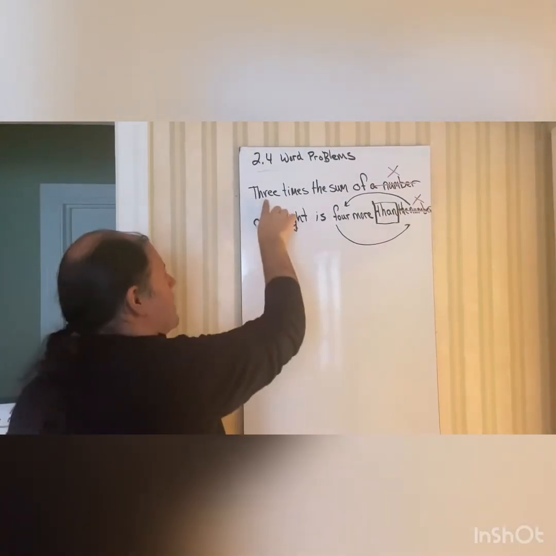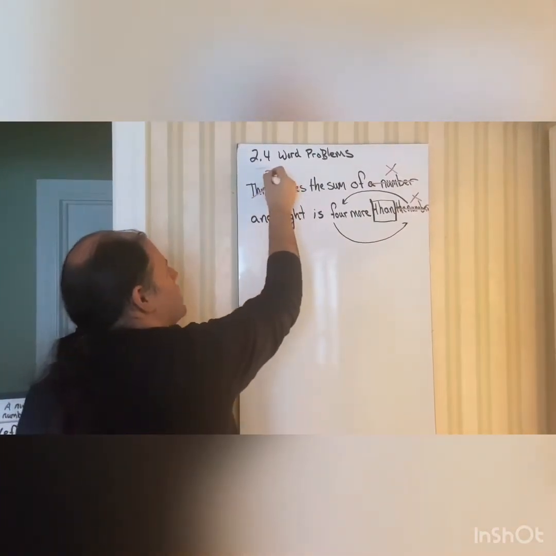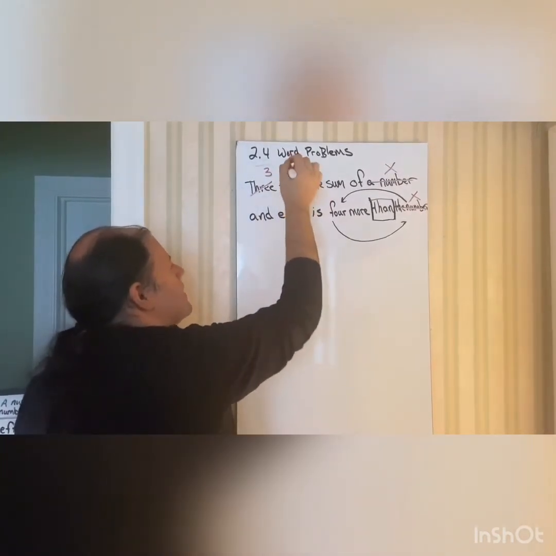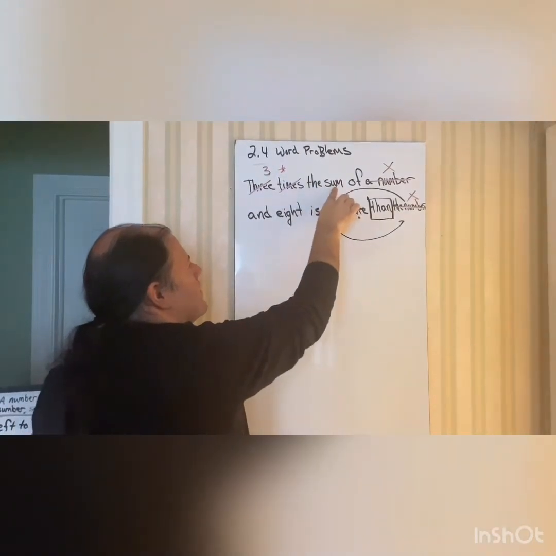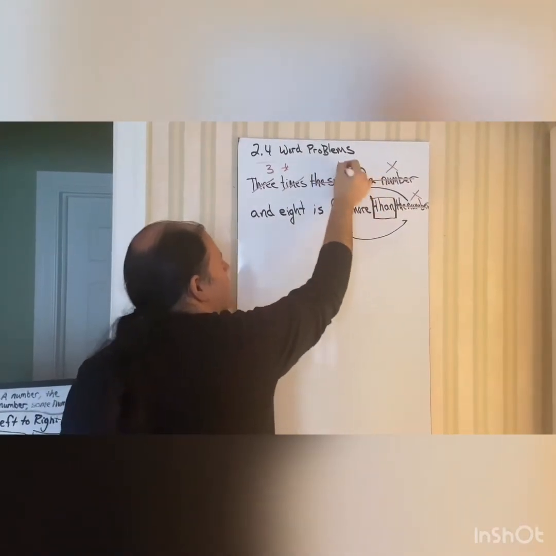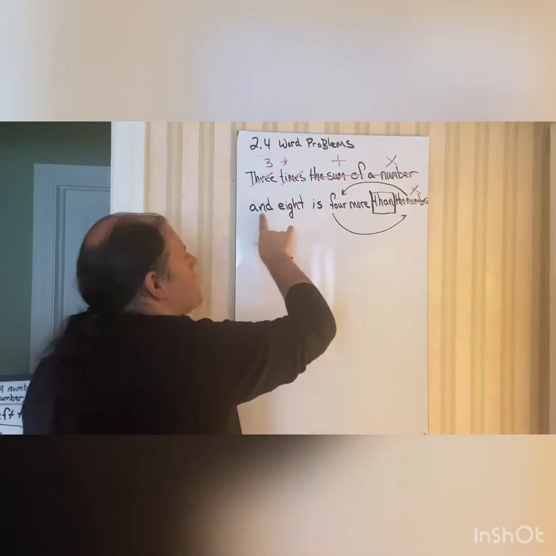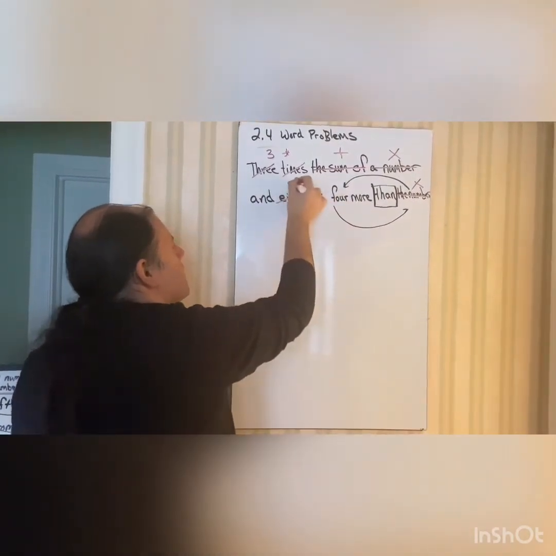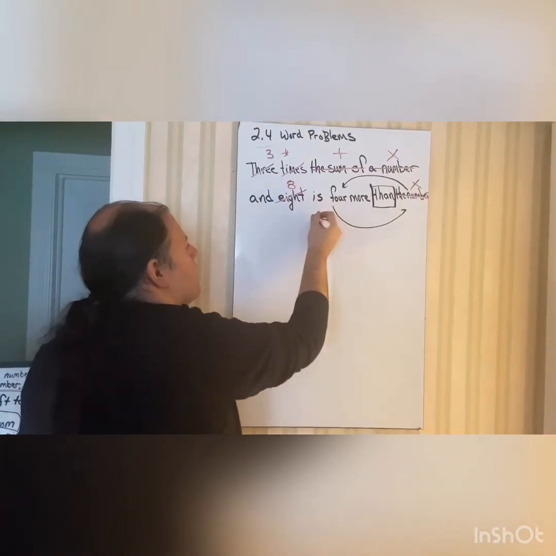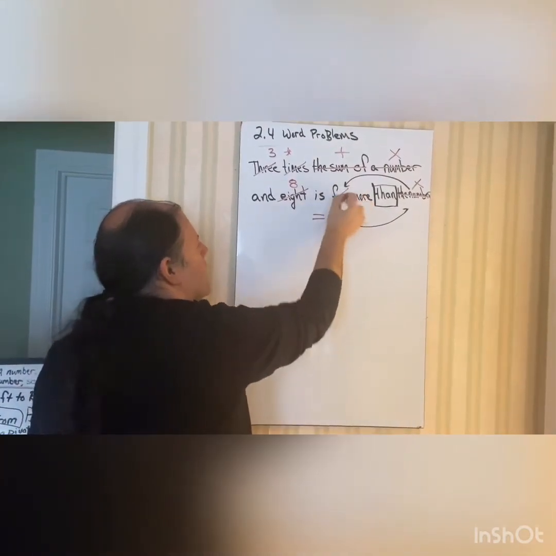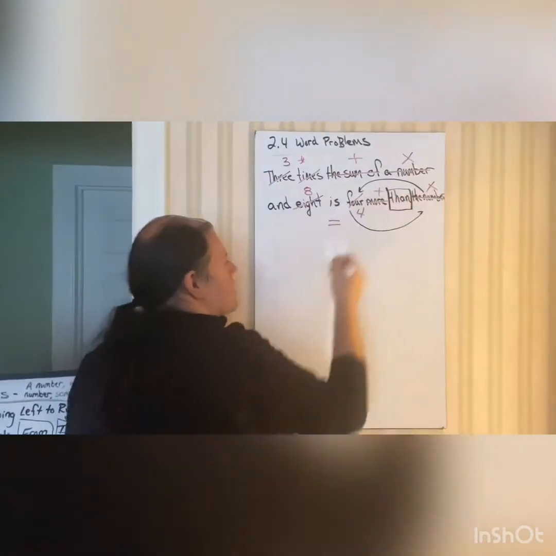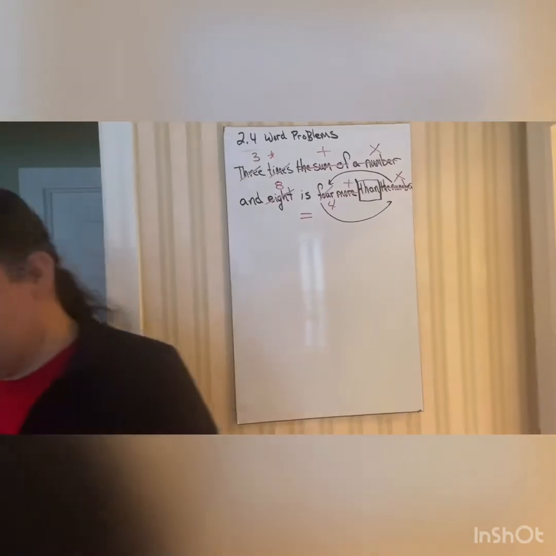Let's start from the beginning. 3, well, we can make that a digit. Times, all right, that's a multiplication. The sum of, that's going to be addition. 8, because we're going to skip over the word and, is 4, put as a digit, more than. So we know that's going to be addition. So notice most of the things got canceled out when I did the key buzzwords.